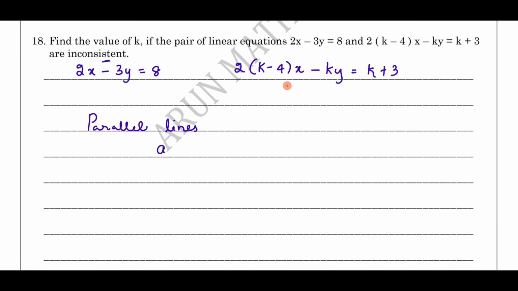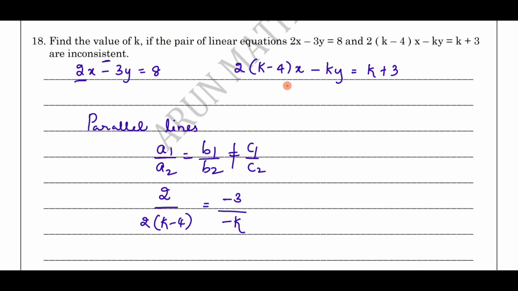For no solution, what is the condition? A1 by A2 equals B1 by B2 and not equal to C1 by C2. If they are coincident, that means infinitely many solutions. It will be A1 by A2 is equal to B1 by B2 equals C1 by C2. Substitute the value of A1. What is A1? It is 2. 2 by A2, which is 2 into (k minus 4), equals B1 by B2, B1 is minus 3 by B2 is minus k.